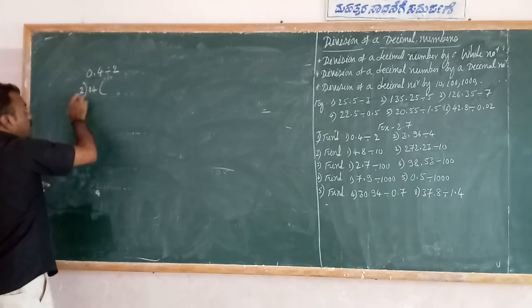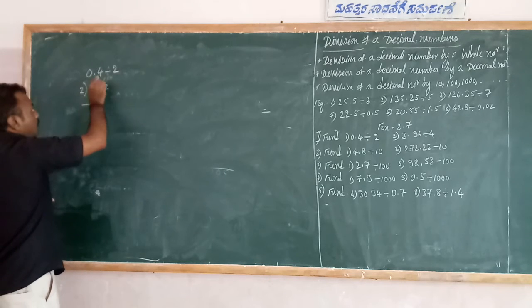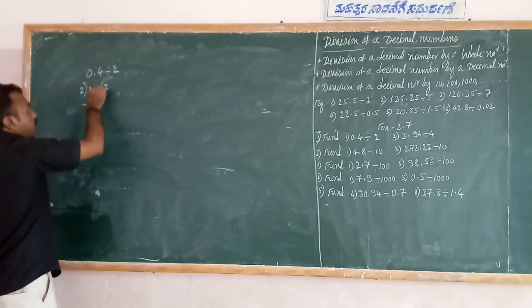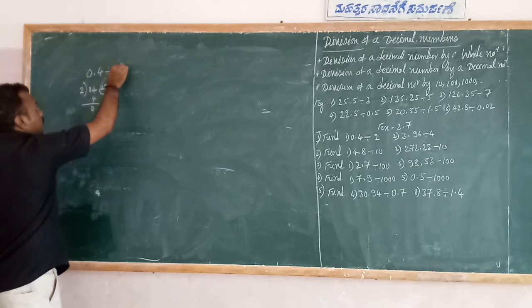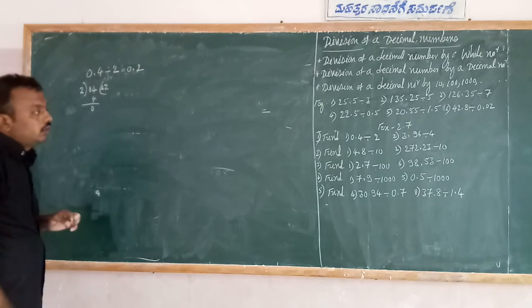So what is remaining here? I have to divide by 2. 2 2s are 4. 0. See, after the point how many digits are there? Only one digit is there. That's why I have to put 0 point. Nothing is there means 0. Therefore, the answer becomes 0.2. Do you understand?